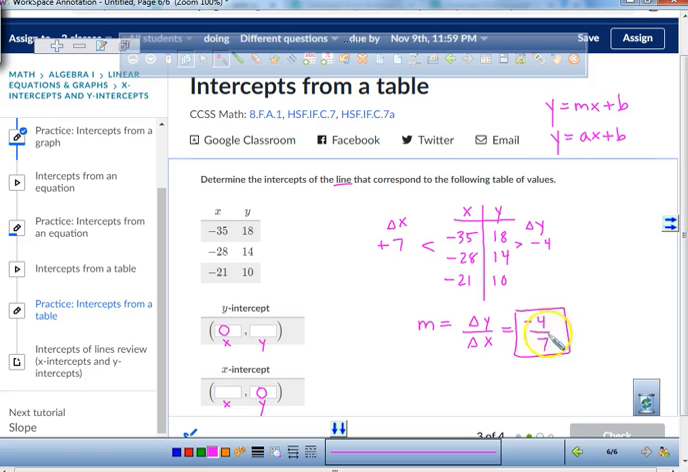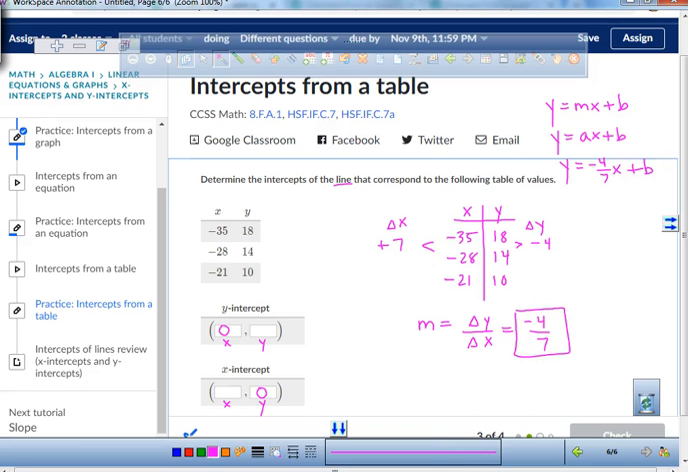Does that give me my y-intercept? No, but it at least gives me my slope. So right here, I know what my slope is going to be: negative 4 sevenths x plus b, and b represents my y-intercept.